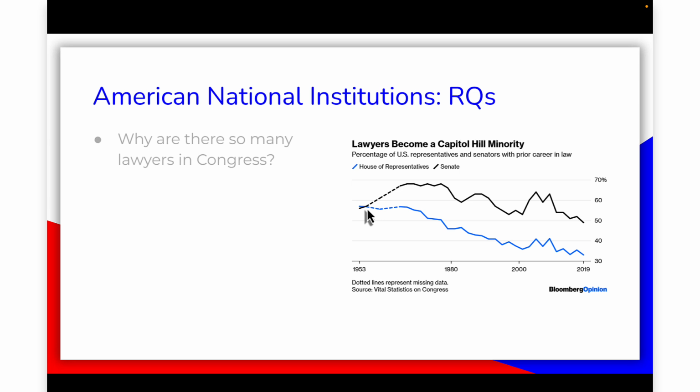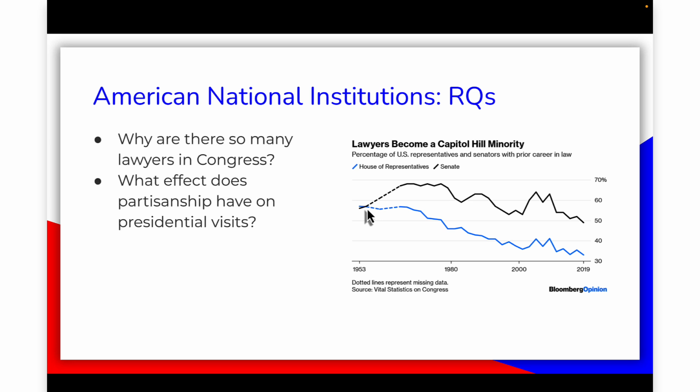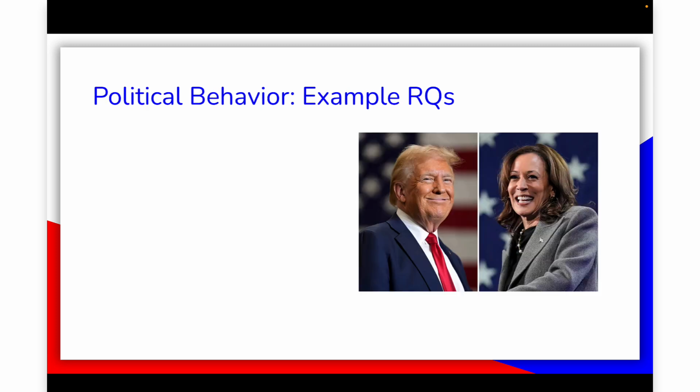Now, some example research questions. Why are there so many lawyers in Congress? These would be from American politics. For national institutions specifically, what effect does partisanship have on presidential visits? And then why did the Supreme Court reach a specific decision on a certain case? Okay, these are all reasonable questions to be asking. I'm not saying that you should ask them, right? But I do want to give you some sense of what the research questions look like across the subfields.